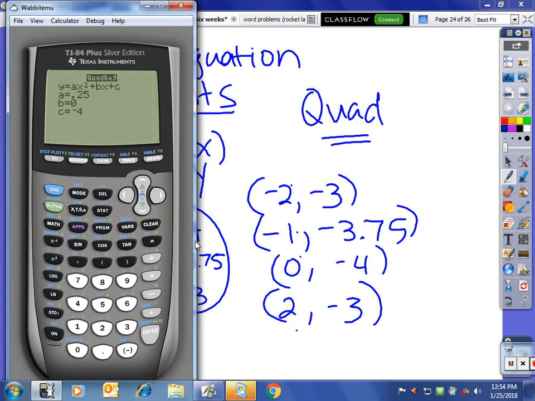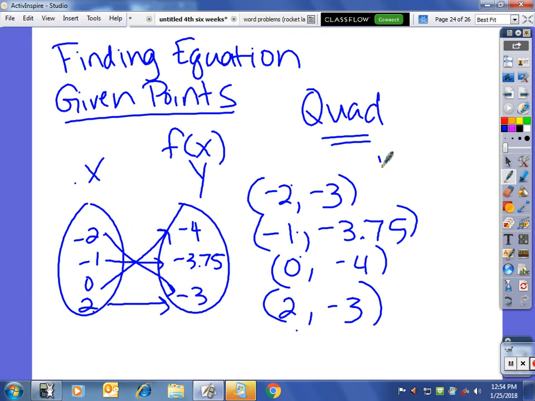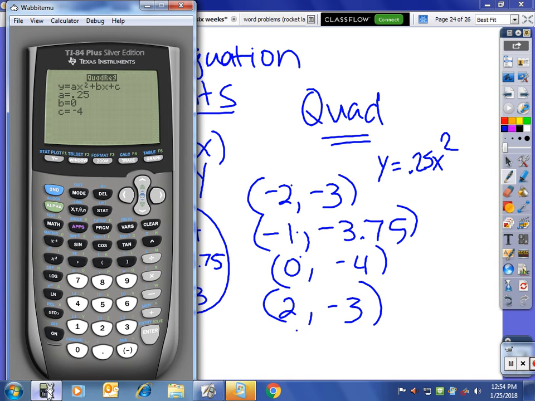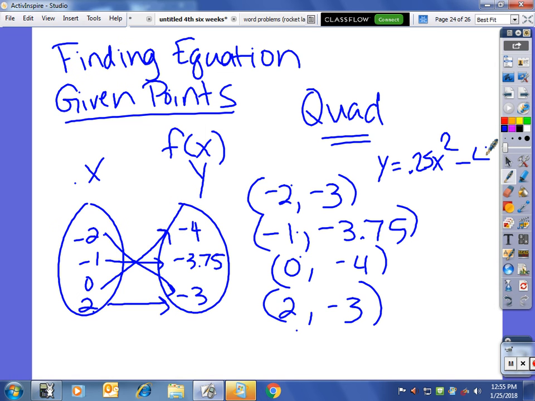So what's the equation of this function? No. Y equals 0.25x squared plus 0x, then what? Minus 4. That's the equation that matches these points. I didn't put any x in there because the b value was a 0.